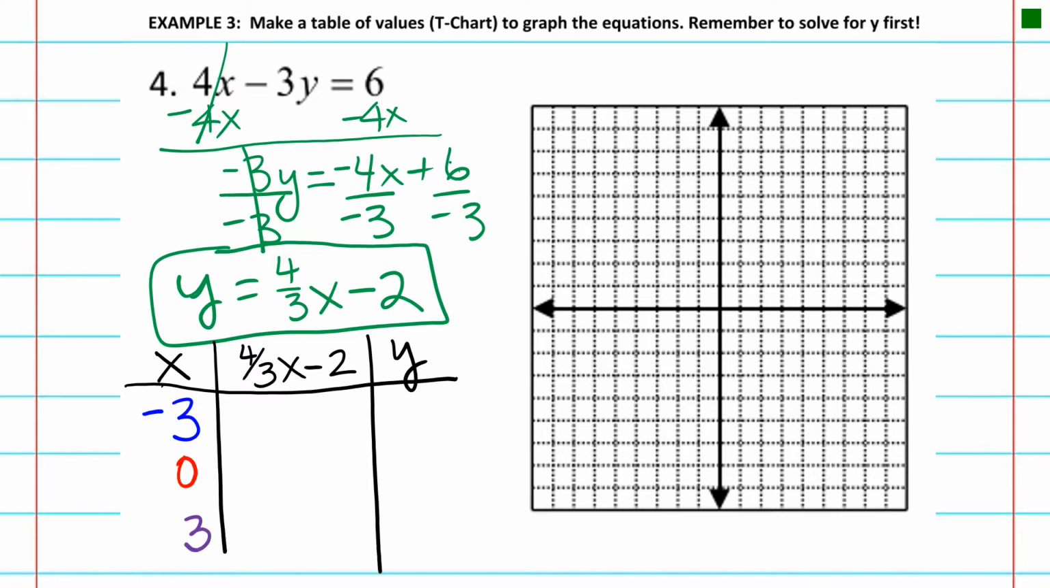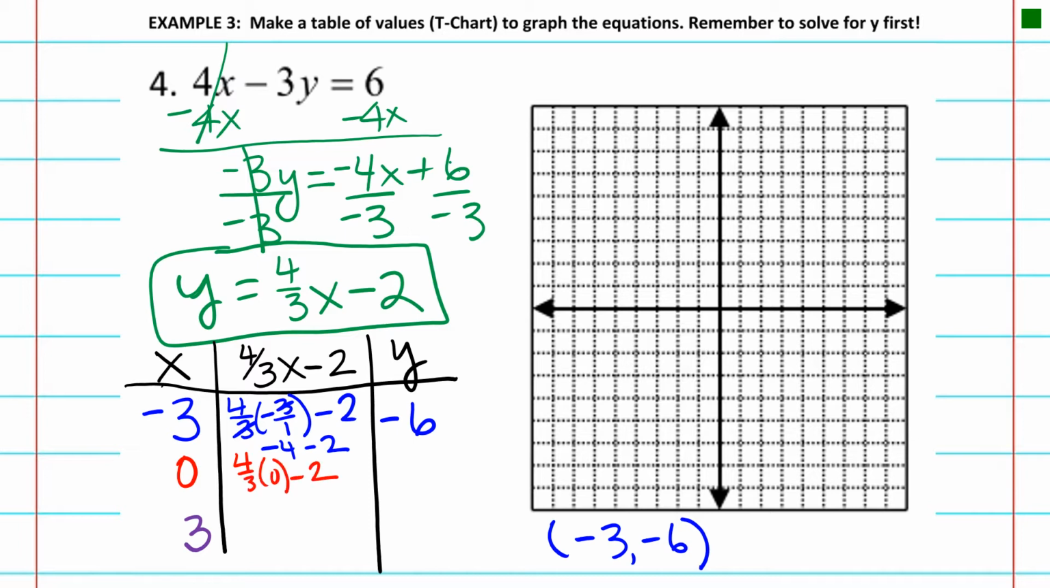So let's check it out. So I have 4/3 times negative 3 over 1, obviously, minus 2. Look what happens. Those 3's cancel out. So I get negative 4 minus 2, which is negative 6. So my first ordered pair is negative 3, negative 6. Okay, now 0. I have 4/3 times 0 minus 2. Well, that's just 0 minus 2, so that's negative 2. So my second ordered pair is 0, negative 2.